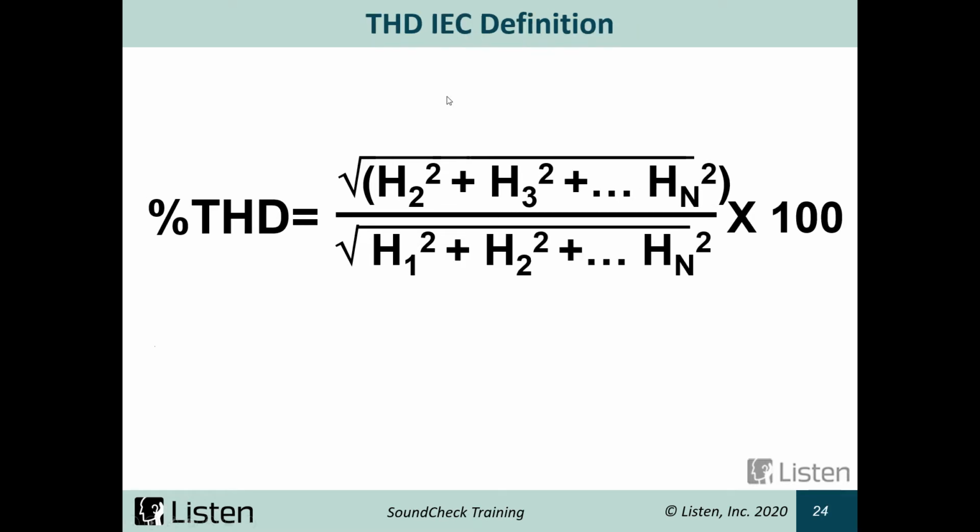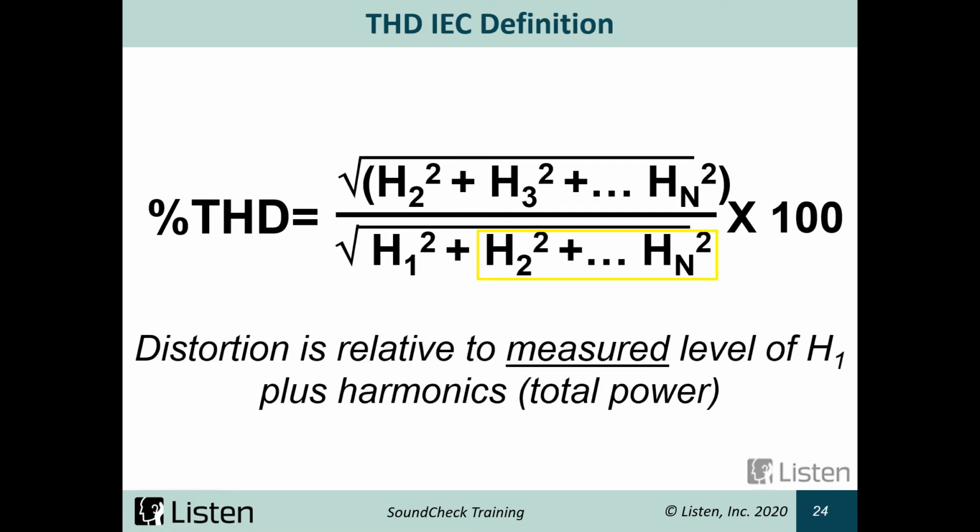The other option is IEC. This will have all the harmonics we have selected in the numerator. So if we have selected H1, H2, and H3, H2 and H3 will be in the numerator, but the big difference between the two is in the denominator. Instead of just the fundamental, we have H1 plus every other harmonic we have selected. So the distortion is relative to the measured level of H1 plus the harmonics.